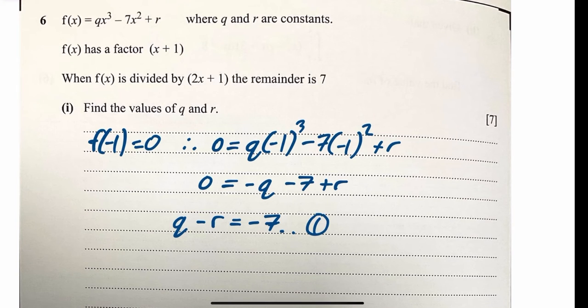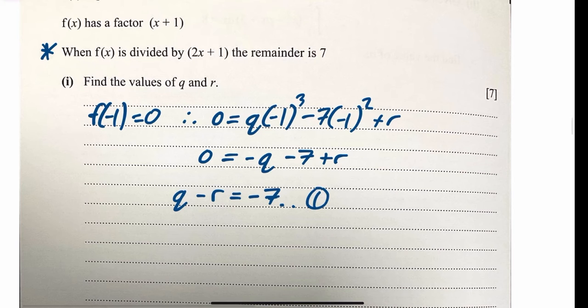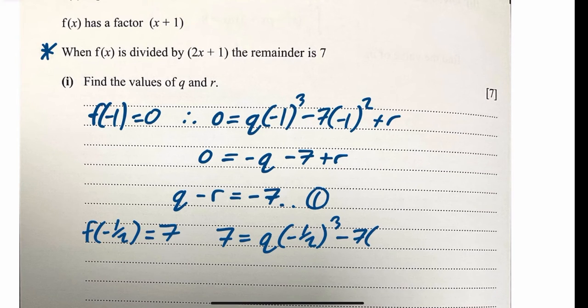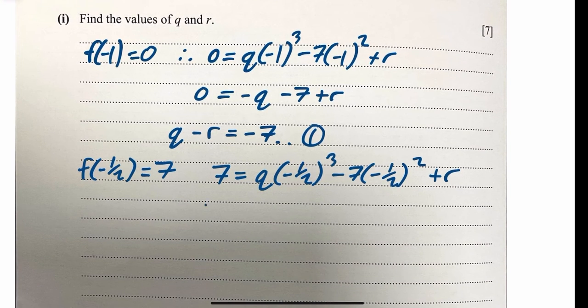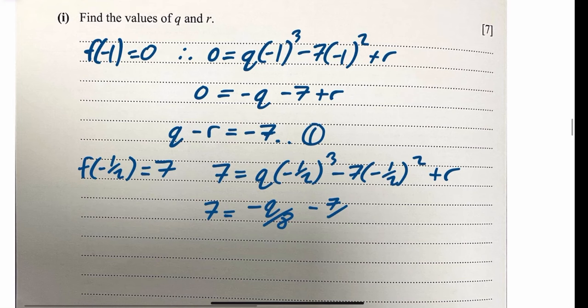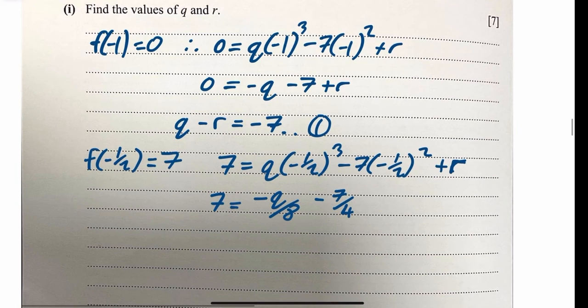Next bit of information to look at is this one here. It says when f of x is divided by 2x plus 1, the remainder is 7, which means f of minus 1/2 is equal to 7, which means 7 is equal to, if you put minus a half through your f of x, you'll have q times minus a half cubed minus 7 times minus a half squared plus r. And take a wee bit more work to tidy this one up. You're going to have 7 is equal to, and that's going to be minus q over 8, and minus a half squared is going to be 1/4, so it's going to be minus 7 over 4, and then plus your r.